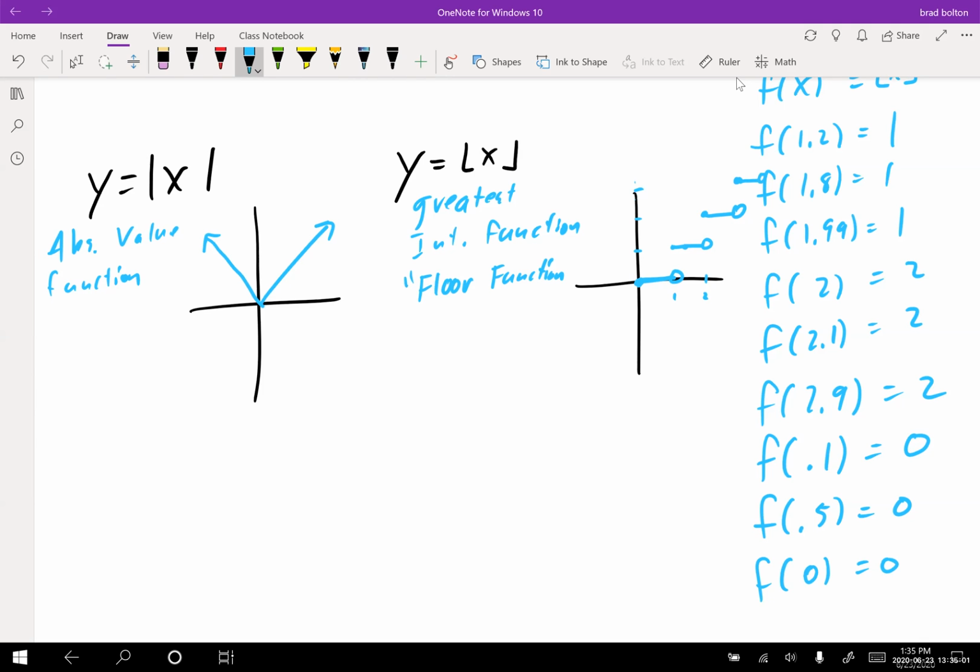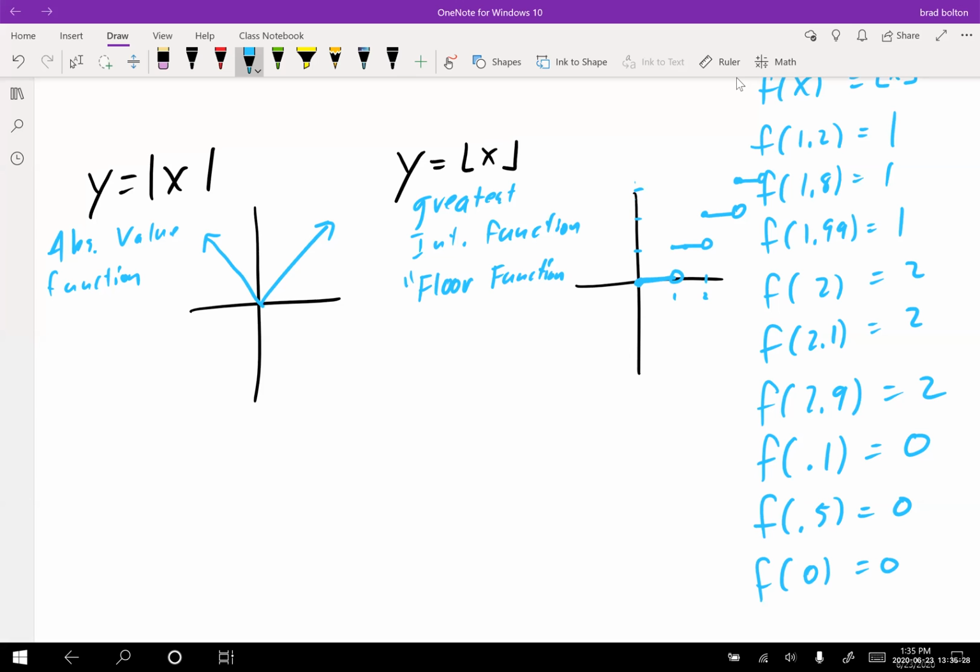Some people also call it the step function. Like I said, I was always taught that it was called the floor function because it rounds down to the next integer. So 1.99 is technically really, really close to 2. But if you have to round downward, then you end up at 1. So that's what causes it to be called the floor function: it always rounds downward. There's also a ceiling function, but you don't see that as often.